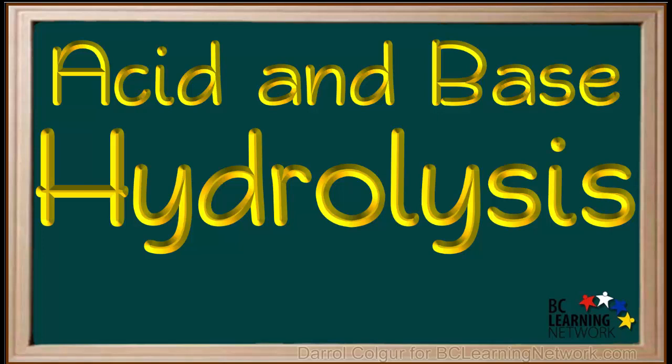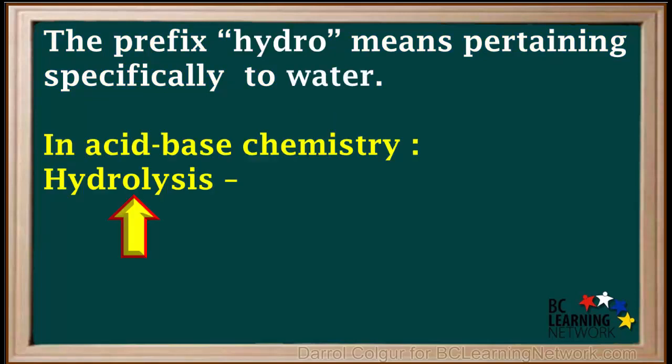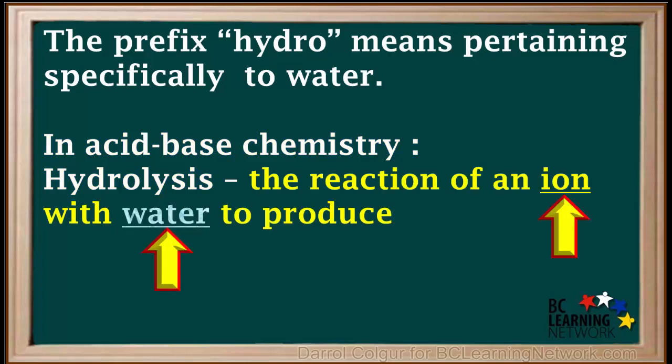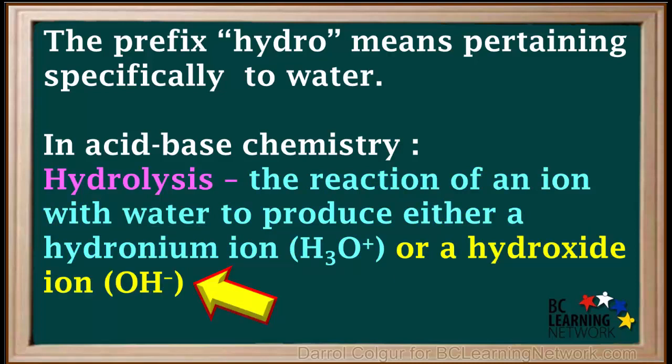Here we'll explain what hydrolysis means and introduce acid and base hydrolysis. Many words start with the prefix hydro. Hydro is derived from the Greek word for water, and it means pertaining specifically to water. In acid-base chemistry, hydrolysis means the reaction of an ion with water to produce either a hydronium ion or a hydroxide ion.